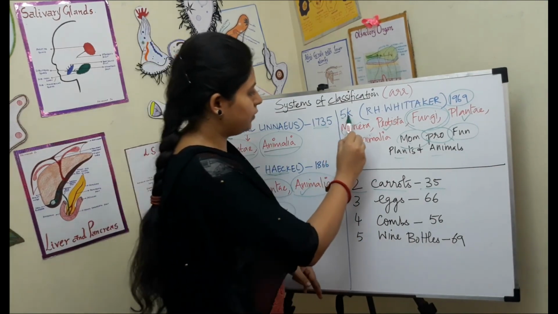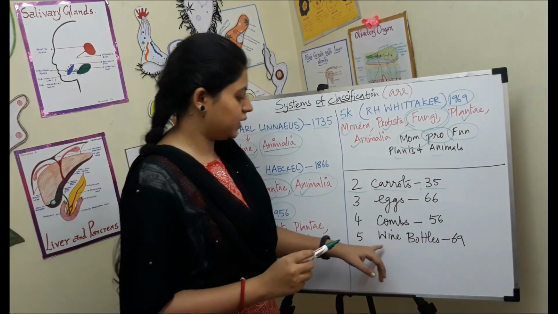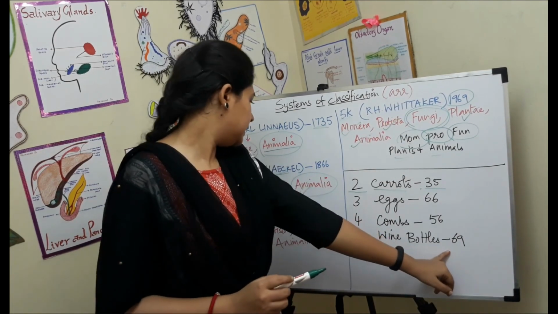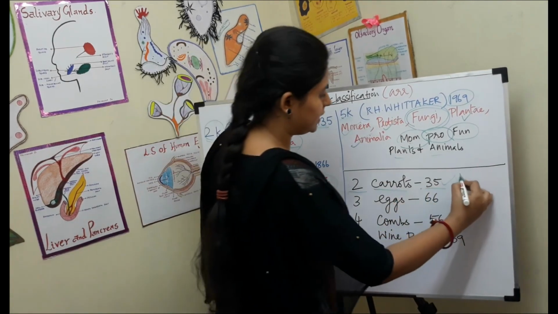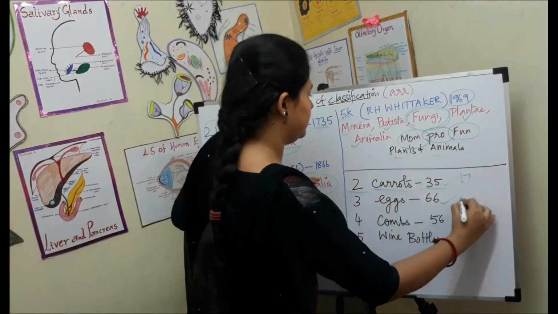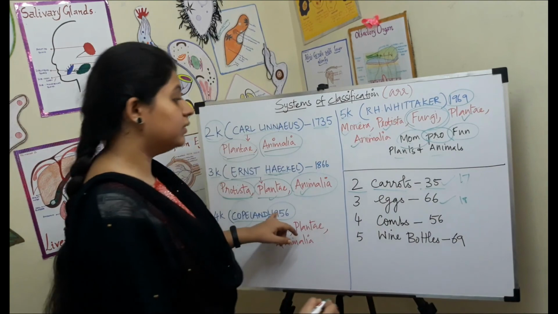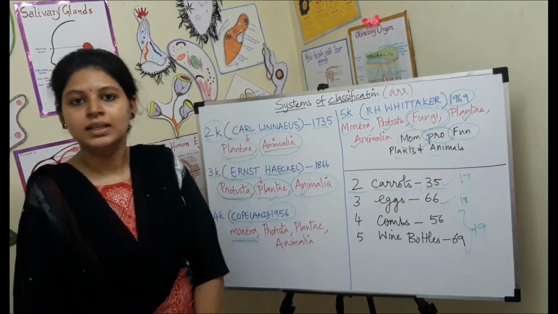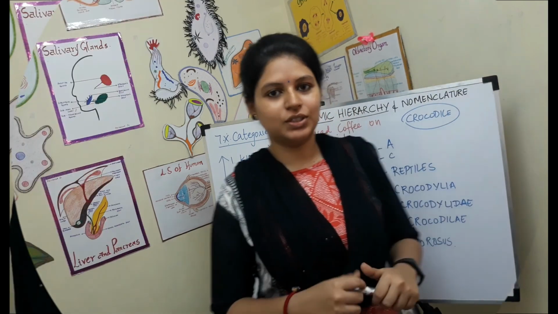Next, 5 wine bottles for 69 rupees. So 5 kingdom system of classification by R.H. Whittaker in the year 1969. So the first one is 1735, the second one is 1866, and the other 2 are 1956 and 1969. So let's move on to the chapter.